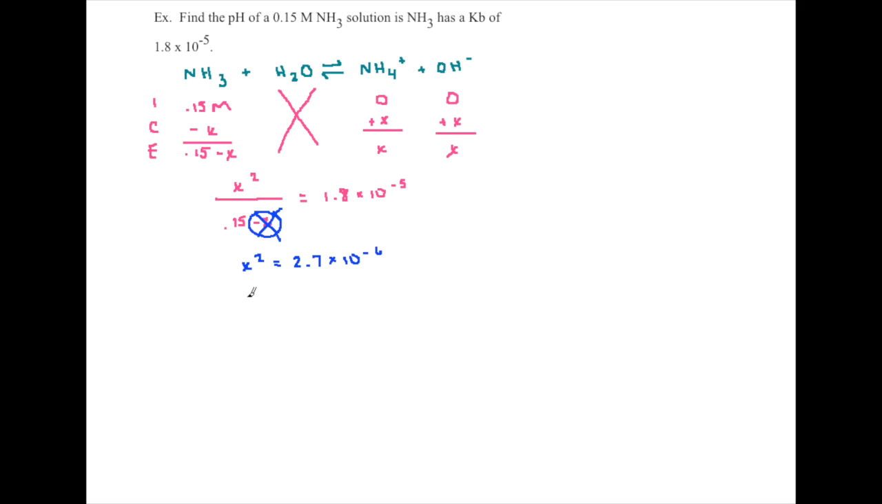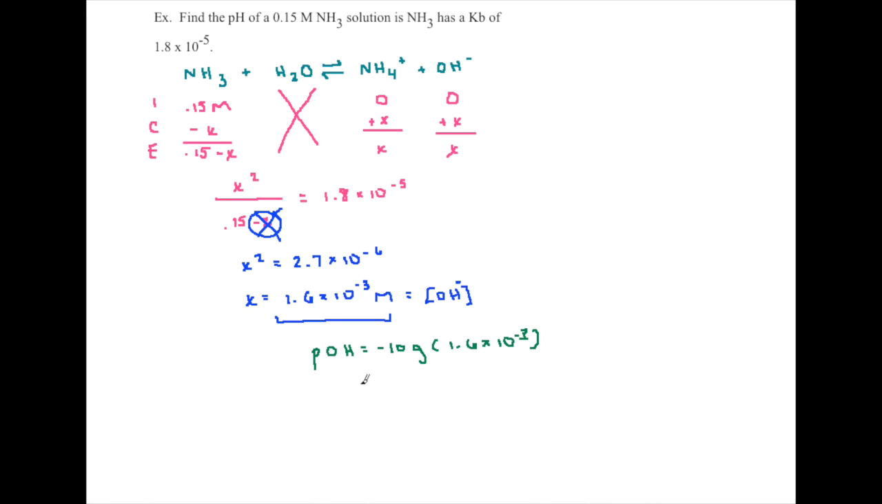Okay, and then I need to find the square root of that, so my X is going to end up being 1.6 times 10 to the negative third molar. And so this is actually going to be my concentration. My X is my concentration of my hydroxide ions. And so what I can actually do is I can take that and plug it into my formula for pOH. I'm going to find the negative log of the 1.6 times 10 to the negative third.